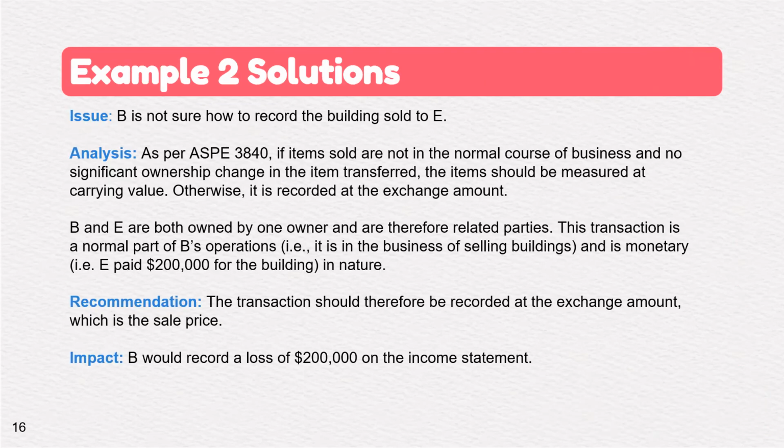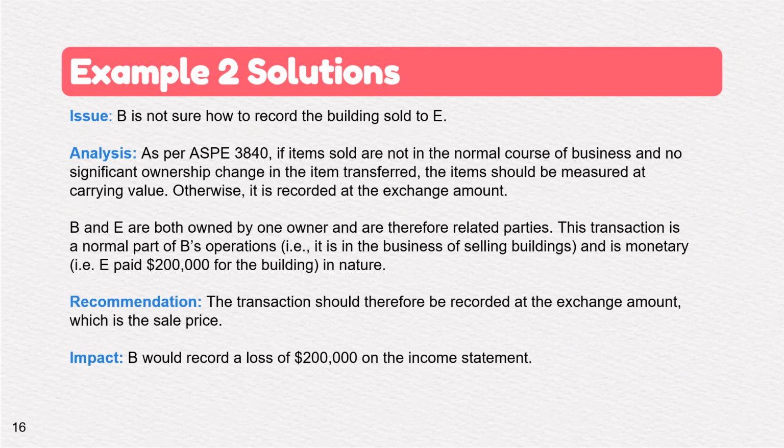So now let's look at the solution for our example 2. The issue here is B is not sure how to record the building sold to E. As per ASPE, if items sold are not in the normal course of business and no significant ownership changes in the item transferred, the item should be measured at the carrying value. Otherwise, it is recorded at the exchange amount.